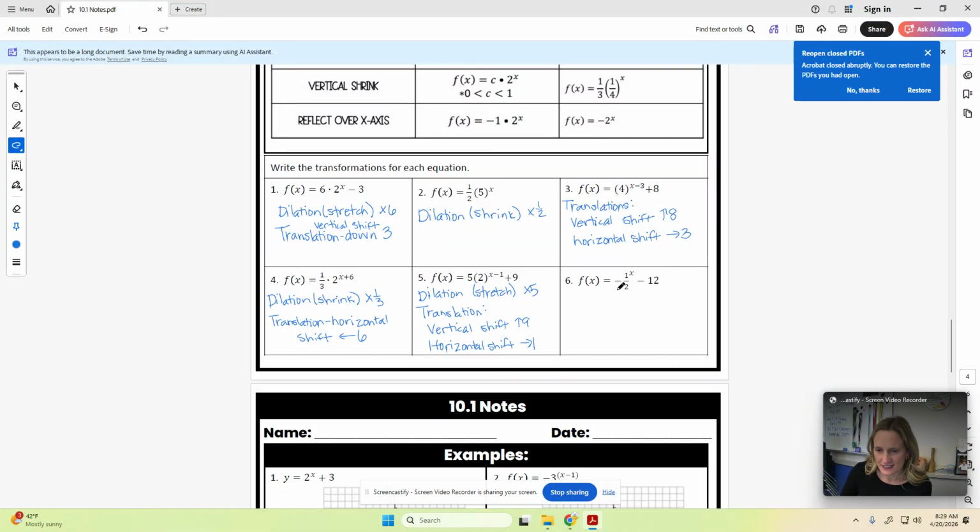Example 6, we finally have a reflection. We have a negative sign in front of our graph. So the parent function was the 1/2 to the x. It's going to get reflected over the x-axis. And then there's a -12 on the end, which means it's going to have a translation.